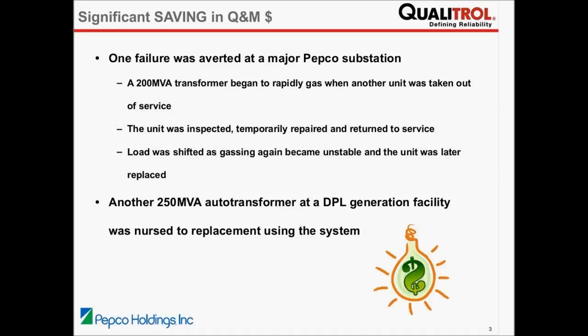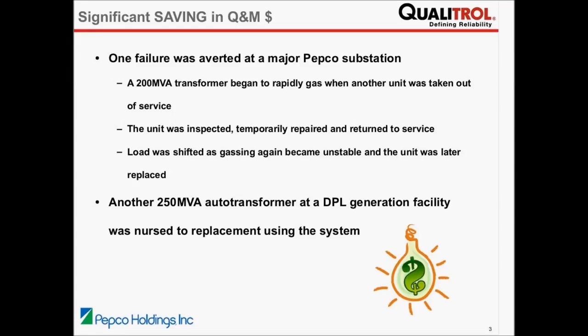But later on, when the load was shifted again into this transformer, it showed the same kind of behavior. And finally, it was replaced by Pepco Holding. Another 250 MVA auto transformer at a DPL generation facility was also replaced using the same system. So Pepco Holding had a monitoring system which benefited them by saving the cost of sudden failure and the cost of unplanned outage or unplanned maintenance.